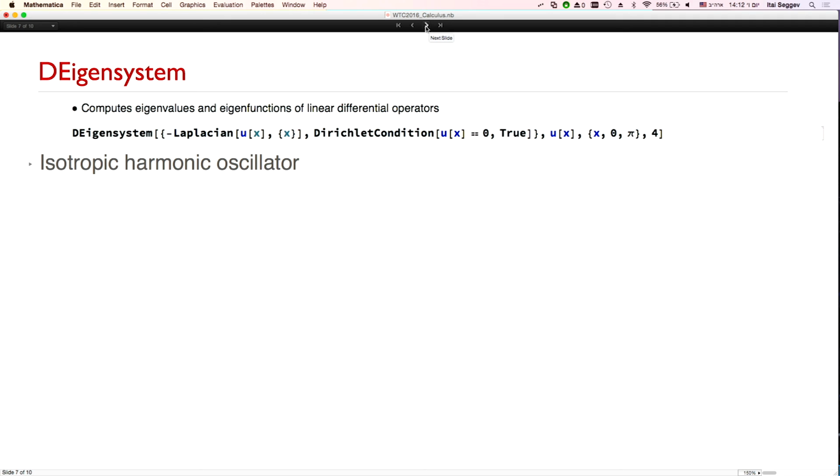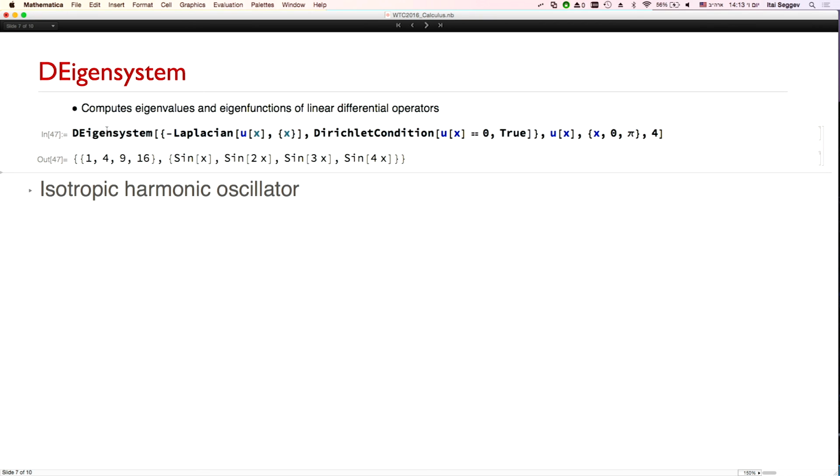Okay, DEigensystem. Devendra gave a very nice talk yesterday, so I'm just going to briefly mention what it is and give one example. It gives the eigenvalues and eigenfunctions of linear differential operators. So we have here a Laplacian on the interval 0 to pi, with Dirichlet boundary conditions, so it's forced to 0 at the endpoints. And the eigenvalues are 1, 4, 9, and 16, because sine of x is 0 at both endpoints, and minus its second derivative is sine again, and so on.